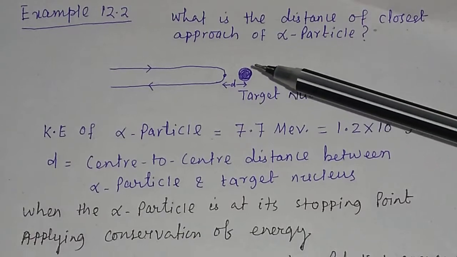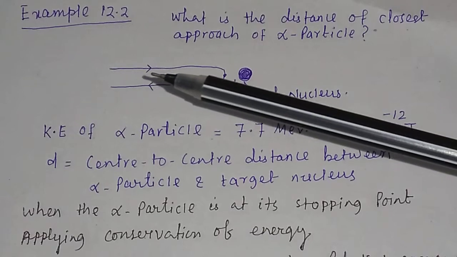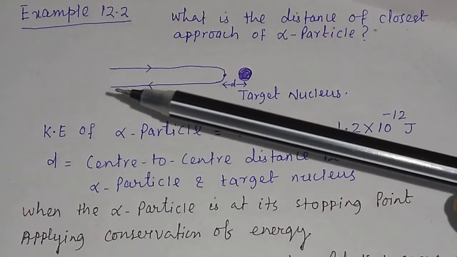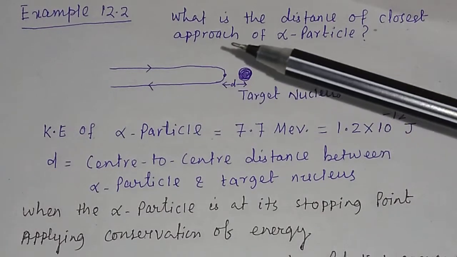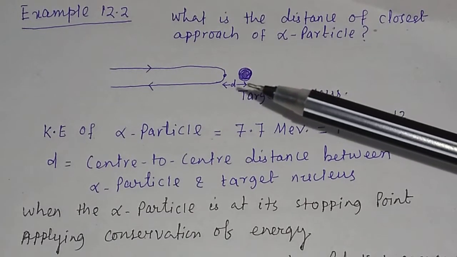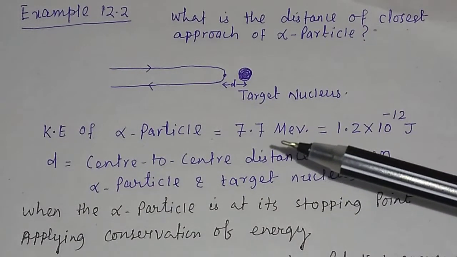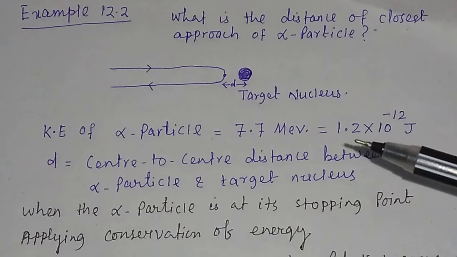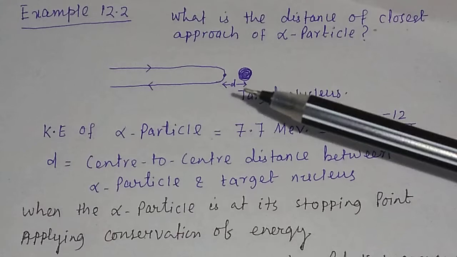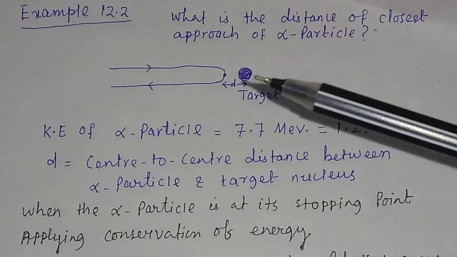You see, this is your target nucleus, and this is your incident alpha particle, and without touching the nucleus, you see how it reverses its direction. Here we have to calculate the distance of closest approach, that is this distance d. It is given that the kinetic energy of the alpha particle is 7.7 MeV, which is equal to 1.2 into 10 to the power minus 12 joule. We have to calculate this center to center distance between the alpha particle and the target nucleus.